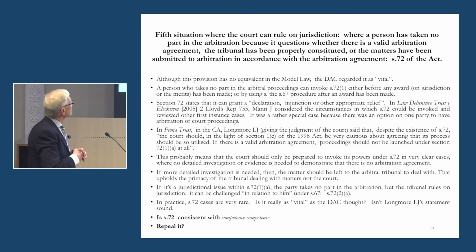But I come back to what Lord Justice Longmore said in Fiona Trust in the Court of Appeal. Despite the existence of Section 72, the court should, in the light of Section 1C of the 1996 Act, be very cautious about agreeing that its process should be so utilised. And he went further. If there's a valid arbitration agreement, proceedings should not be launched under Section 71(1)(a) at all. So I suggest that really Section 72 is not needed, and it really should be something that should be left to the tribunal and not to the court.